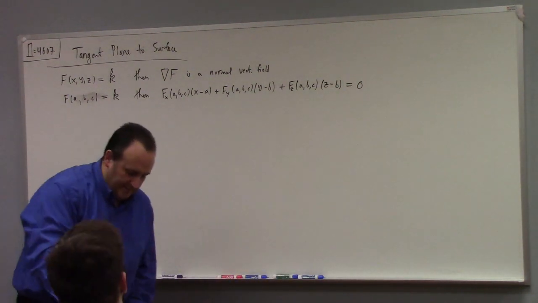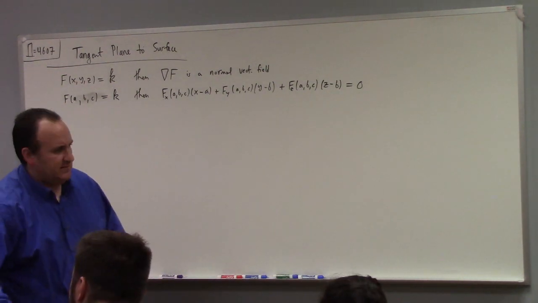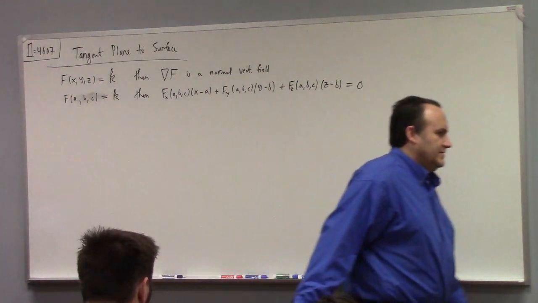And the normal is given by, why is there a chair up here anyway? This is wacky. Who did this?